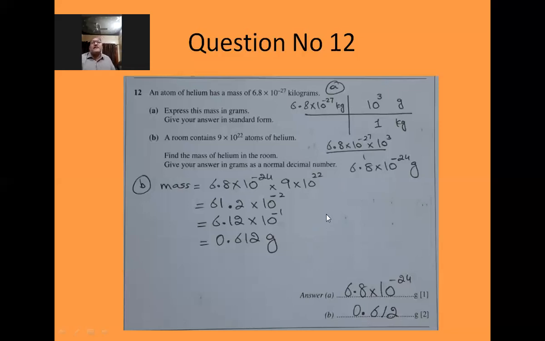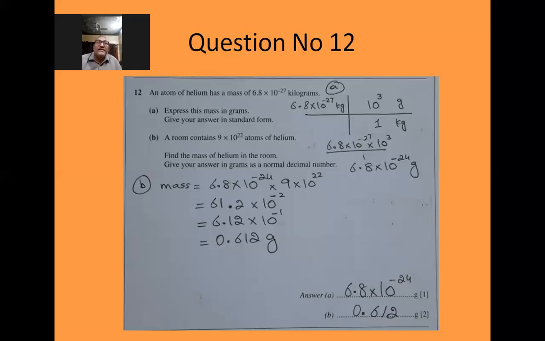The B part is: a room contains 9 exponent 22 atoms of helium. Find the mass of helium in the room. Give your answer in grams as a normal decimal number. So you can see the mass is equal to the mass of the single atom of helium multiplied by the number of atoms of helium. So you will have 6.8 exponent minus 24 multiplied by 9 exponent 22.